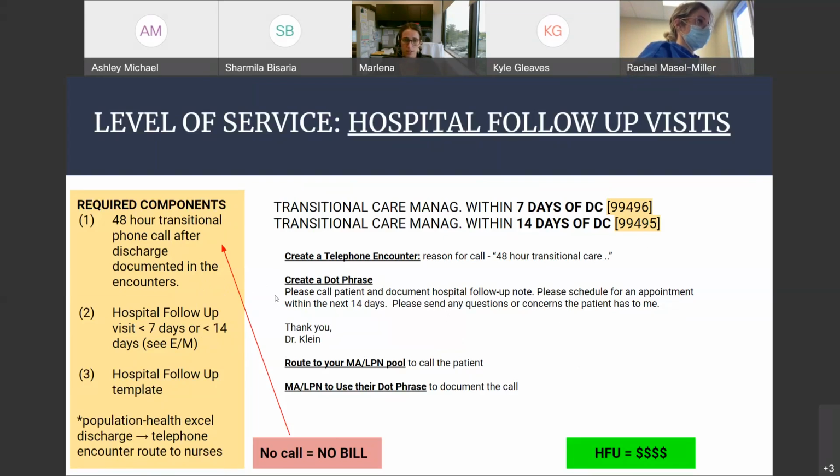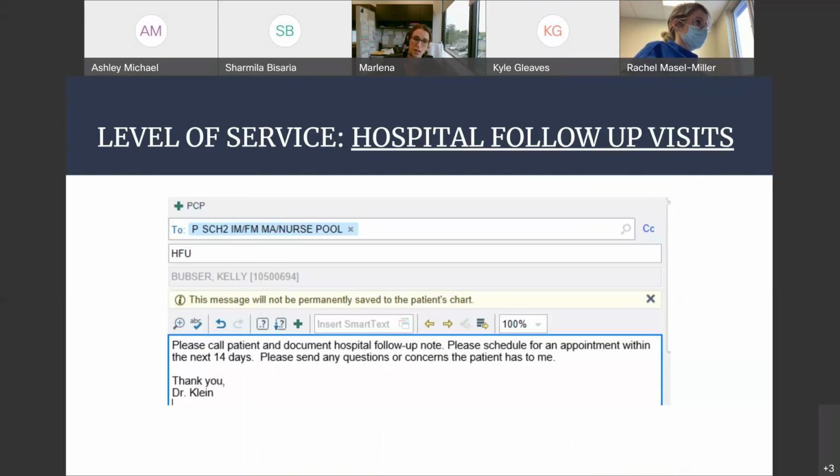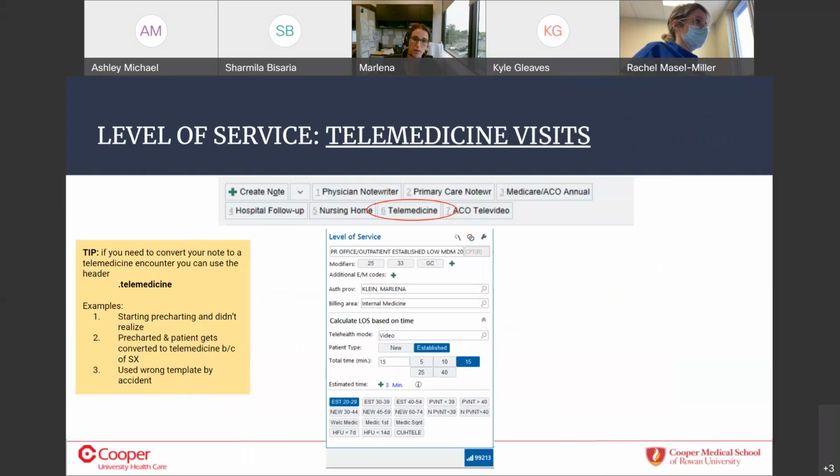So what I did is I created a dot phrase, and whenever I get notified that a patient's discharged, I just use this dot phrase and send it to my LPNs or MAs. They call and create the telephone encounter, or I'll create it for them. Then I know that it's already documented in there. Different offices have different protocols. In some offices, the LPNs or MAs monitor the discharge list themselves, but I found that didn't really work for me. This is just that dot phrase you guys can go back through.